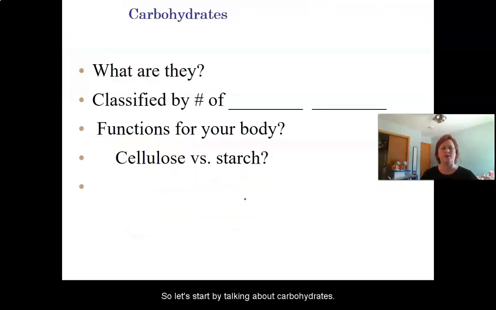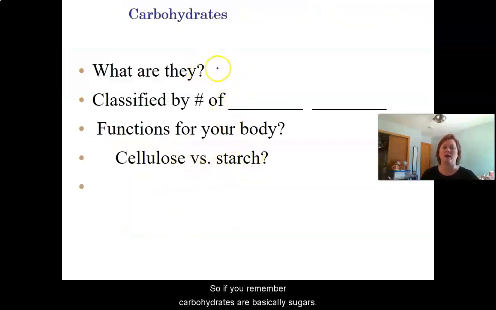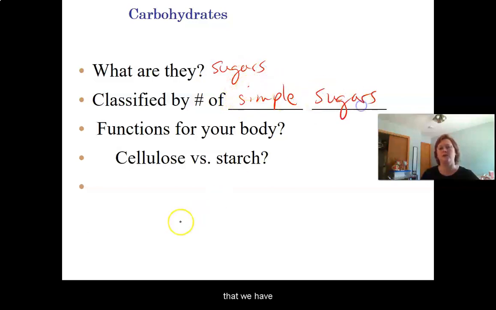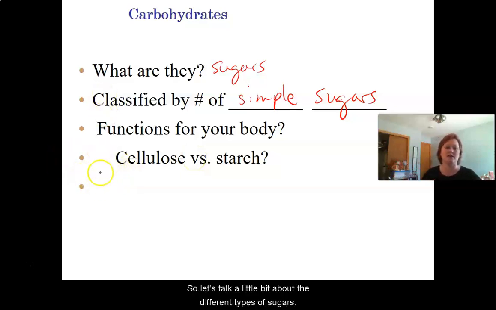So let's start by talking about carbohydrates. If you remember, carbohydrates are basically sugars. They are classified by the number of simple sugars that we have building these chains of bigger sugars. So what are the functions for your body? Well, it depends. So let's talk a little bit about the different types of sugars.